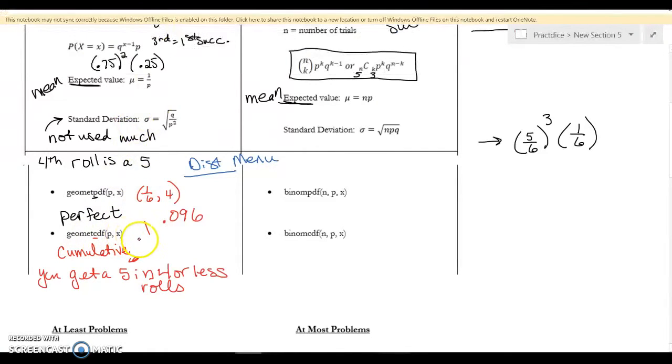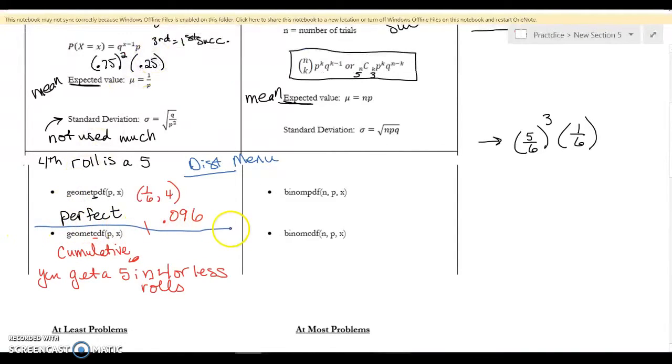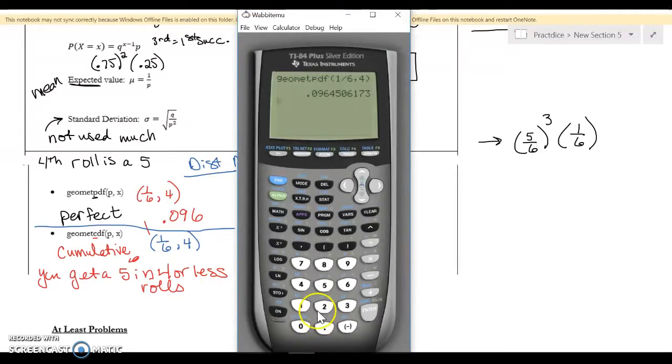Let's change color so we can see the percent. Probably should have drawn the line. There we go. Again, it's 1/6 and 4. Let's see what percent that is. Again, I go back to my distribution. I go up to cumulative because it can happen up to 4 times. So 1/6 and then 4. And so 51.8% of the time, I will get a 5 in 4 or fewer rolls.